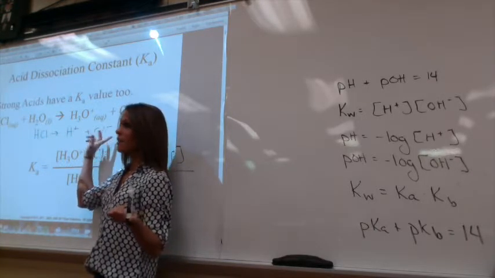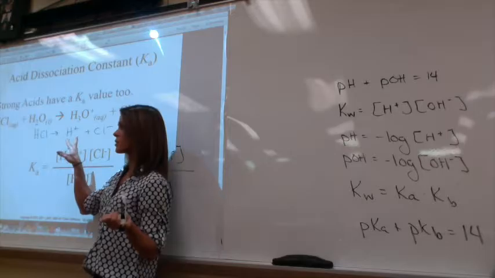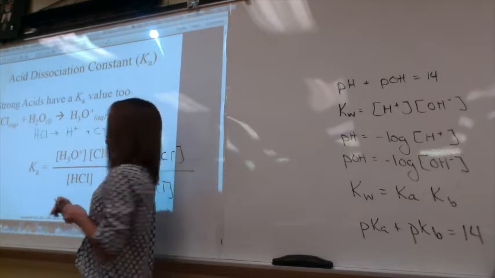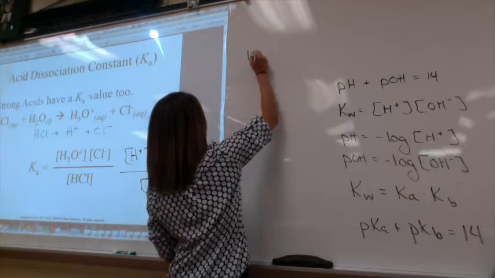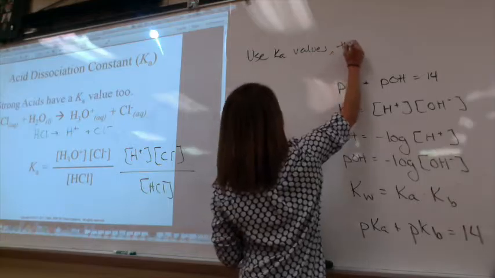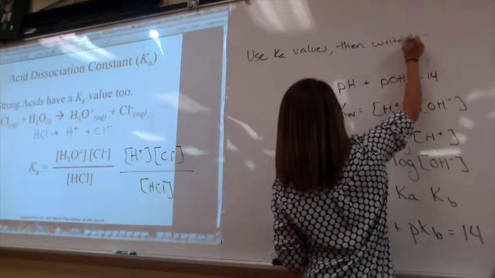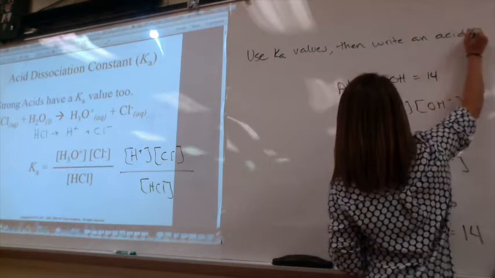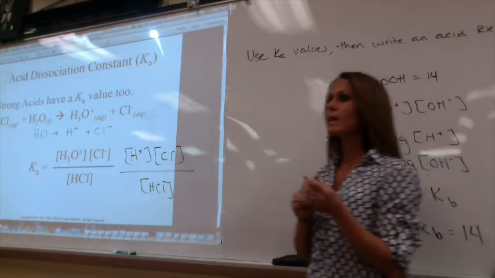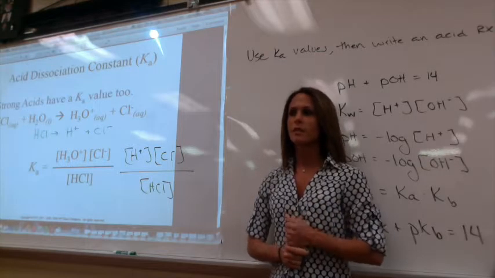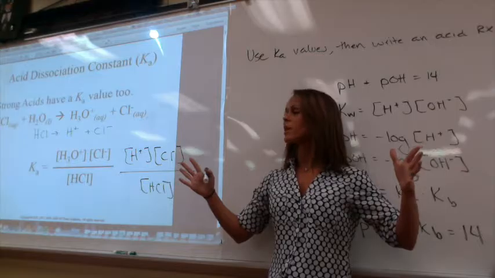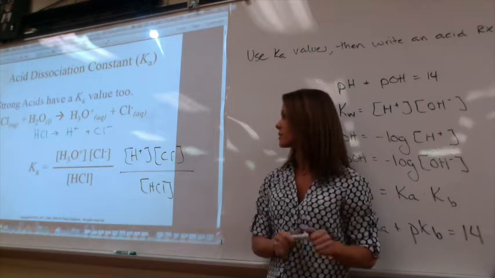HCl going forward is the acid. If I wrote this in the reverse direction, then this would be starting with a base. So if you're going to use Ka values, then write an acid reaction. You can't start with a base and use a Ka value. These are all the little things that should be on a notes page somewhere because you're going to have to pay attention to these details.